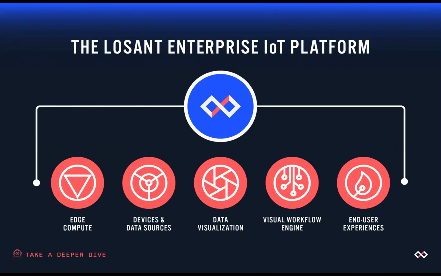Just a quick review of Losant and the platform that we offer. We're going to touch on a couple of these components today, but the 5 key components that we offer as a part of the Losant Enterprise IoT platform, really focused on application enablement, are edge compute, devices and data sources, data visualization, visual workflow engine, and user experiences. I think today you'll see a lot with data visualization, visual workflow engine, and user experiences.